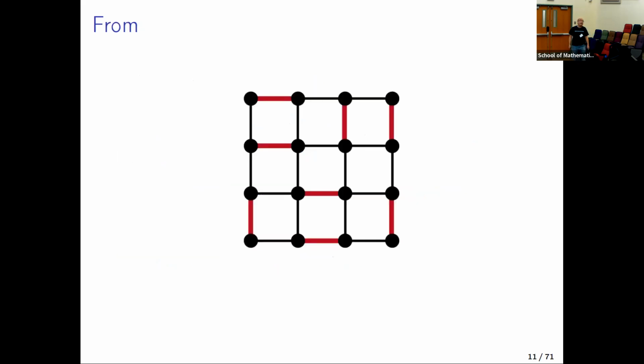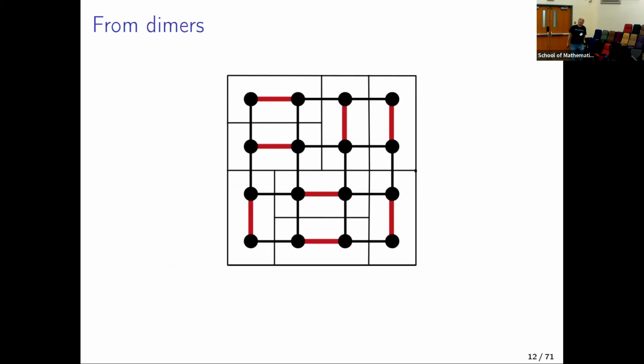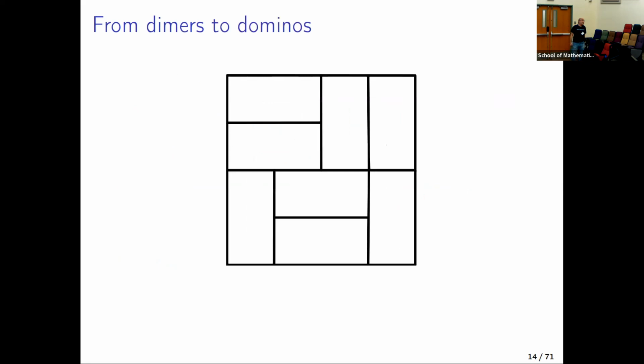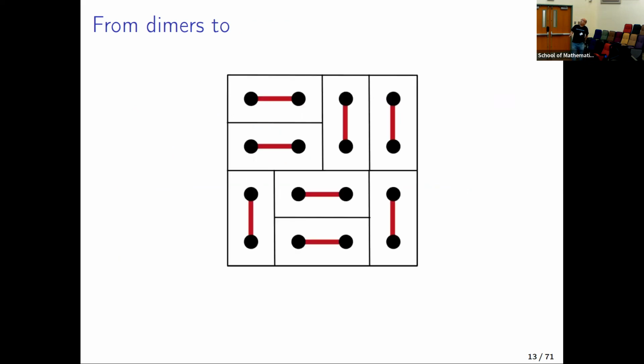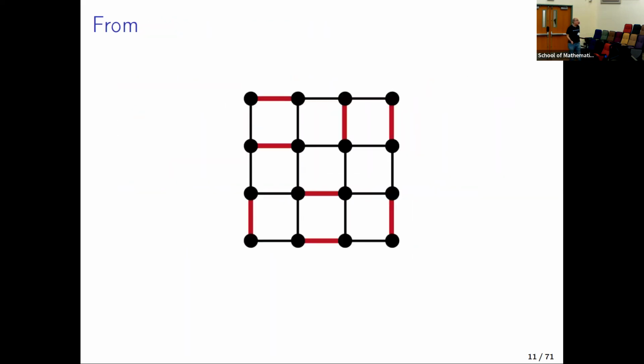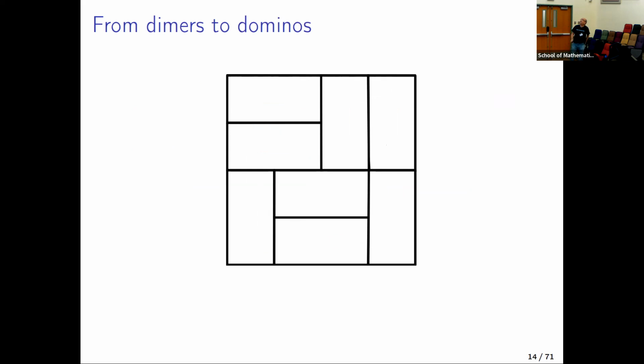So here is a dimer cover of a 4x4 grid graph. I've shown the selected edges in red. I can surround the two vertices that share a red edge by a 1x2 rectangle. And if I then get rid of the non-selected edges and the selected edges, you can see I've tiled the region with dominoes. And I can reverse the process. Starting from a domino tiling, I can go back to a perfect matching.